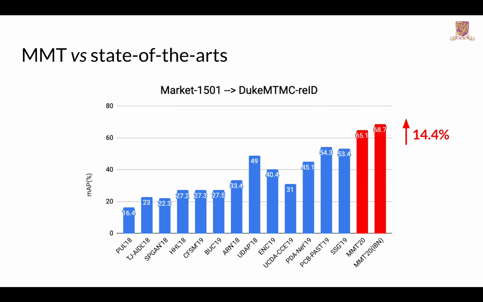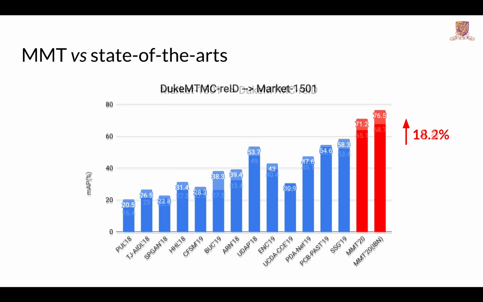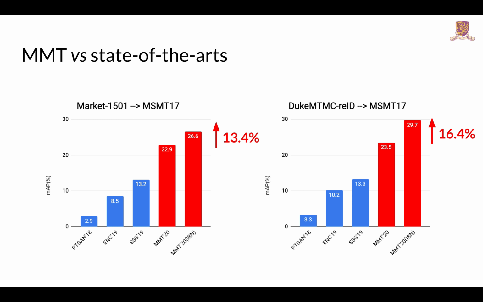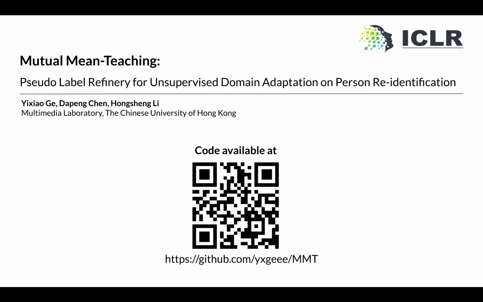Compared to the previous methods in unsupervised person ID tasks, our MMT significantly outperforms the state-of-the-art by large margins. We achieved 14.4% improvements in terms of mean average precision on the Market-to-Duke adaptation task, and 18.2% on the opposite Duke-to-Market adaptation task. MSMT is the most large-scale and challenging public dataset, and we doubled the existing accuracies with our MMT framework.